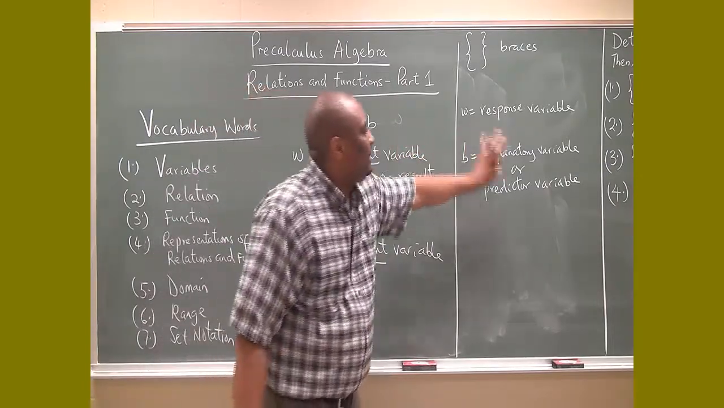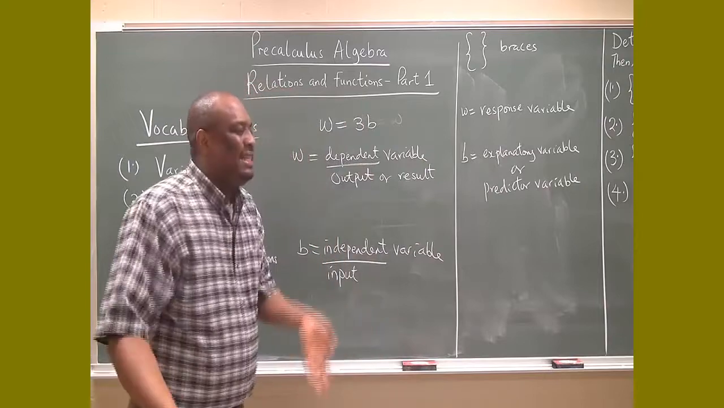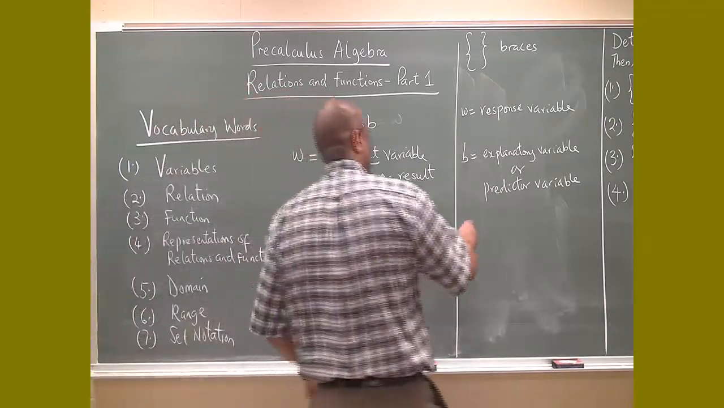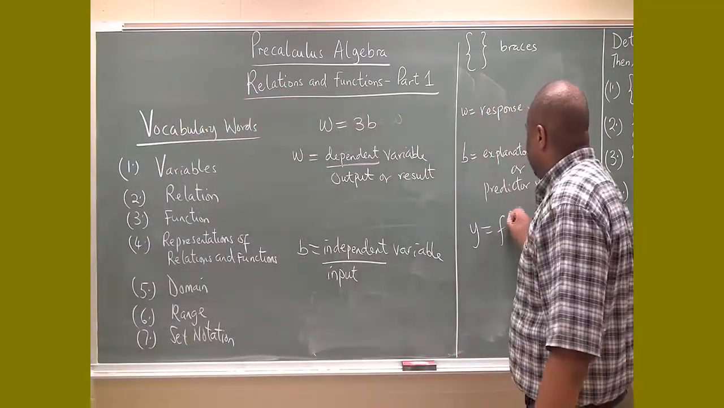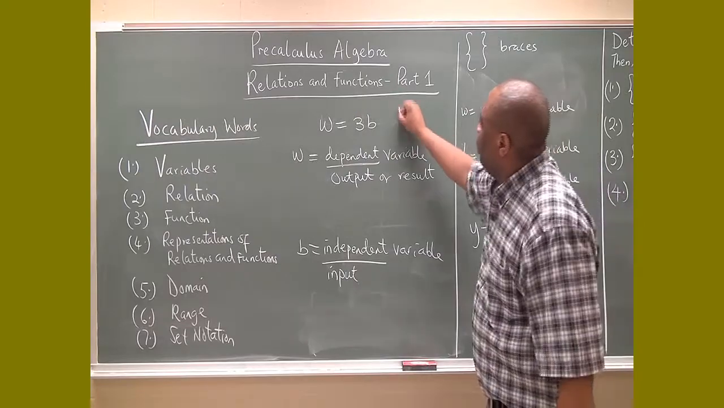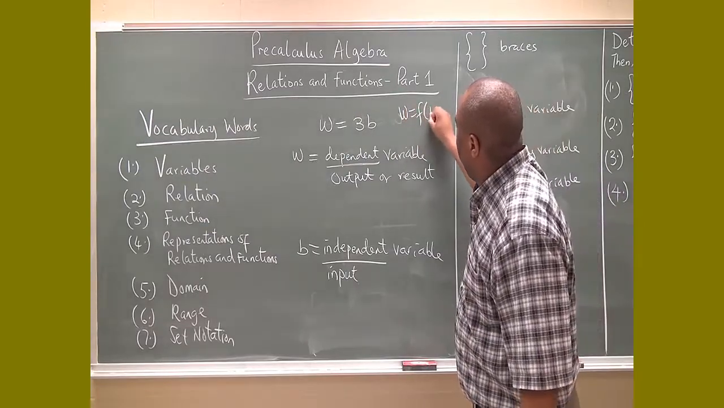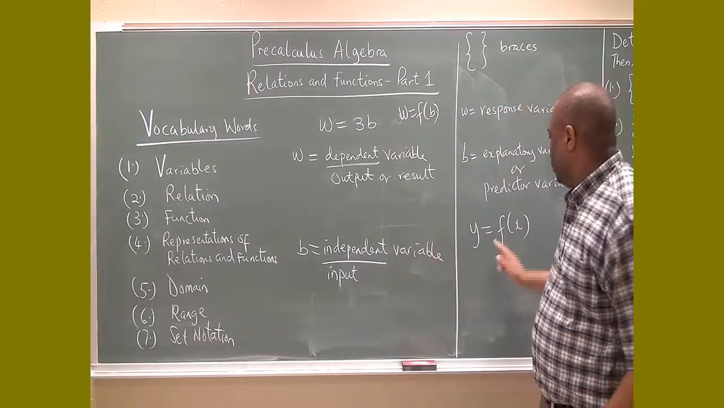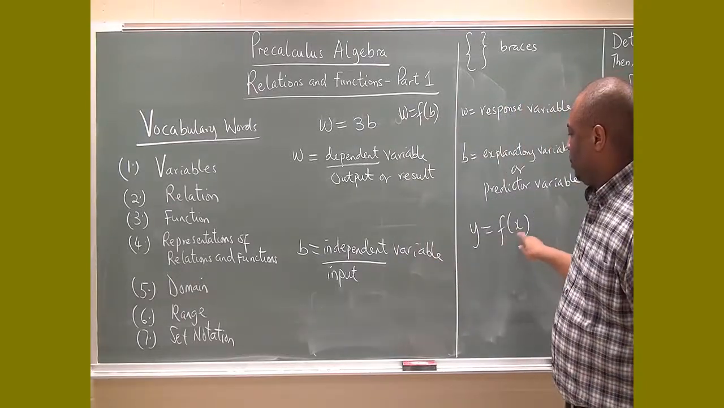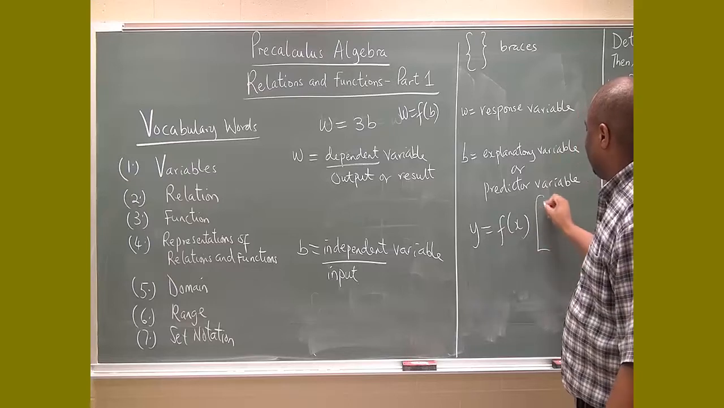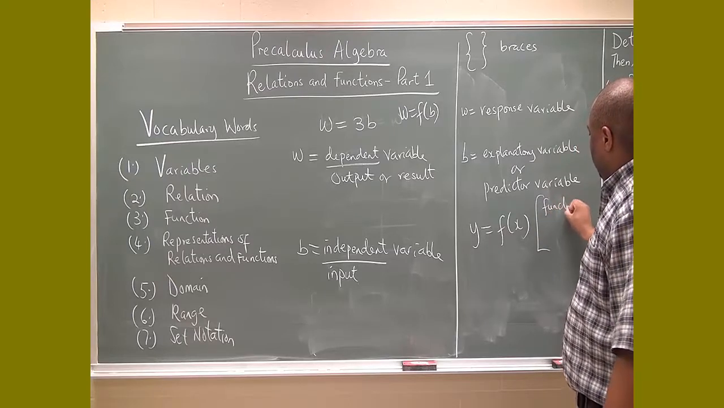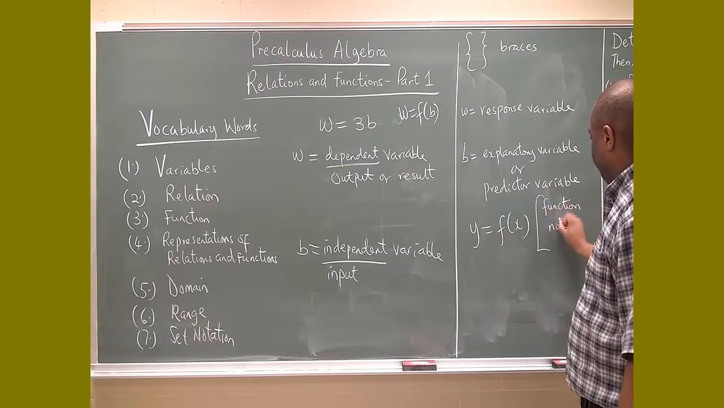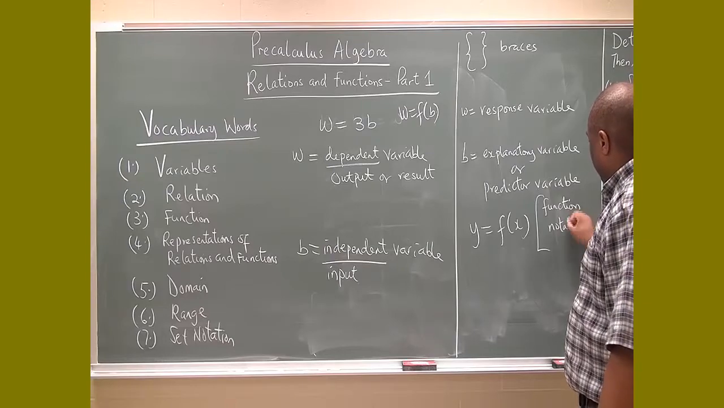That is statistics. You will see this in statistics. So this is applicable to y being a function of x. Because as we say here, w is a function of b. It's a linear function as you see it now. So here, y being a function of x, this is known as the function notation. Basically, this is what we shall be using.